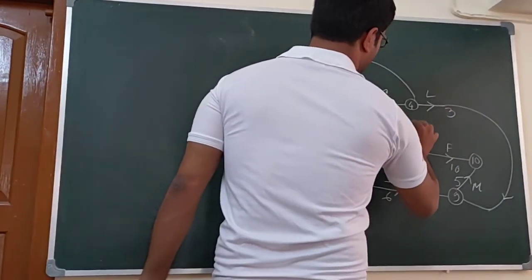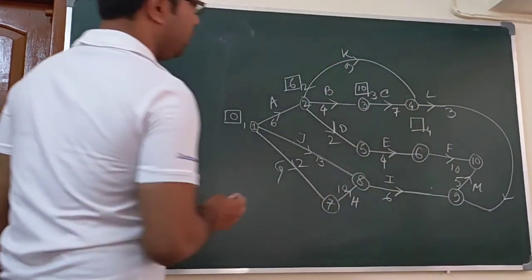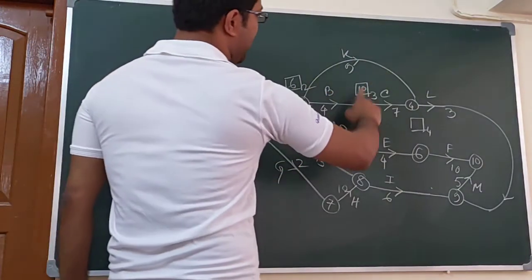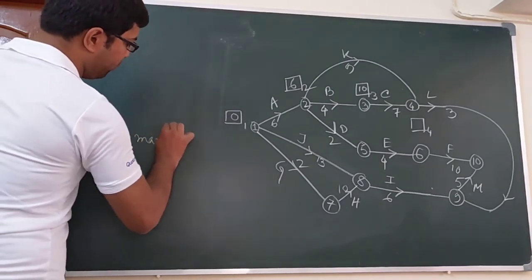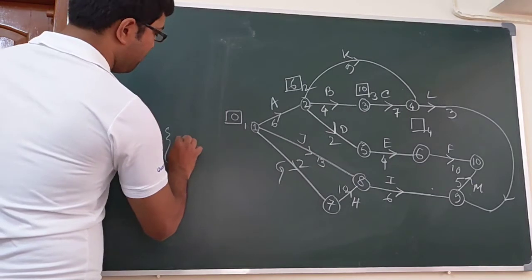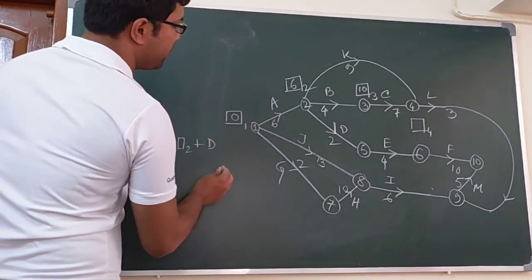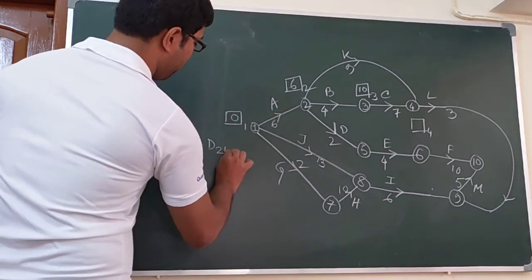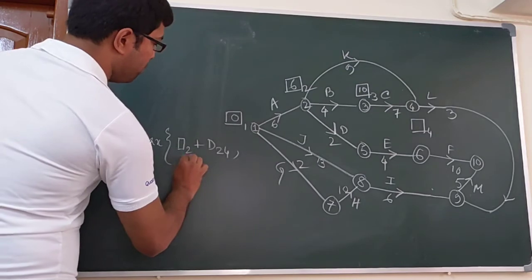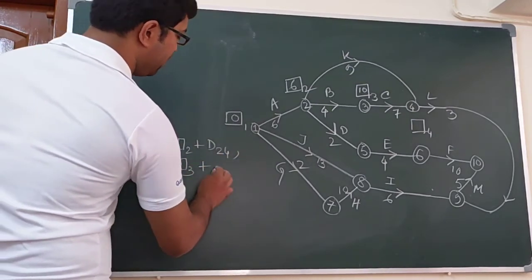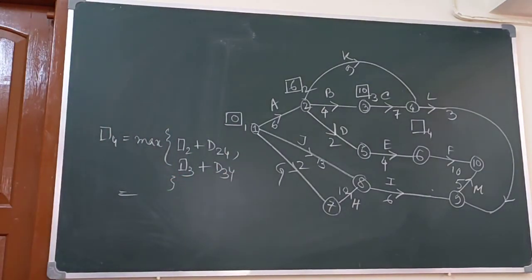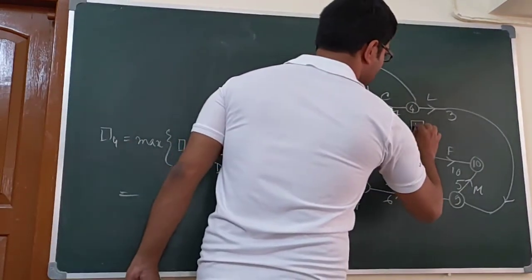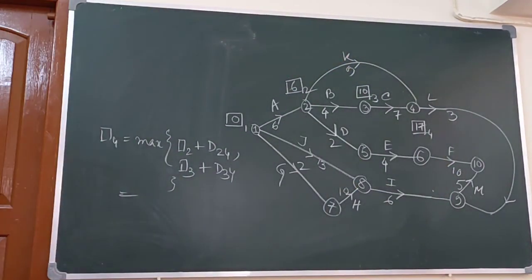Then box 4. In box 4 there are 2 incoming edges, so box 4 will be the max of box 2 plus the duration 2-4, or box 3 plus the duration 3-4. So the value of box 4 is 17.